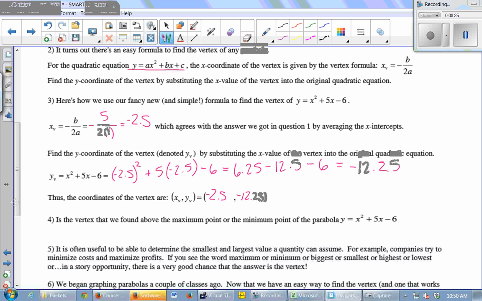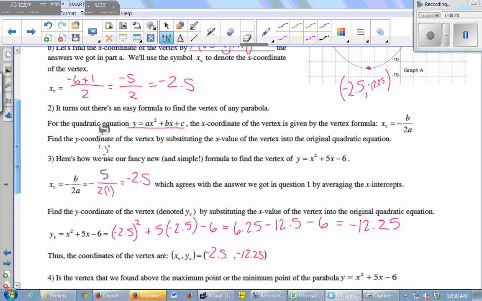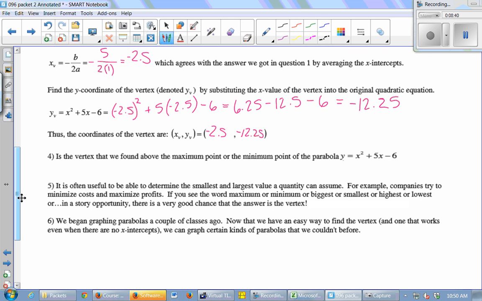Okay, so that point that we just found, is it a maximum point or a minimum point on the parabola? Minimum, because it is the lowest y-coordinate on that whole graph. It's the lowest point on the whole graph, so it is a minimum.